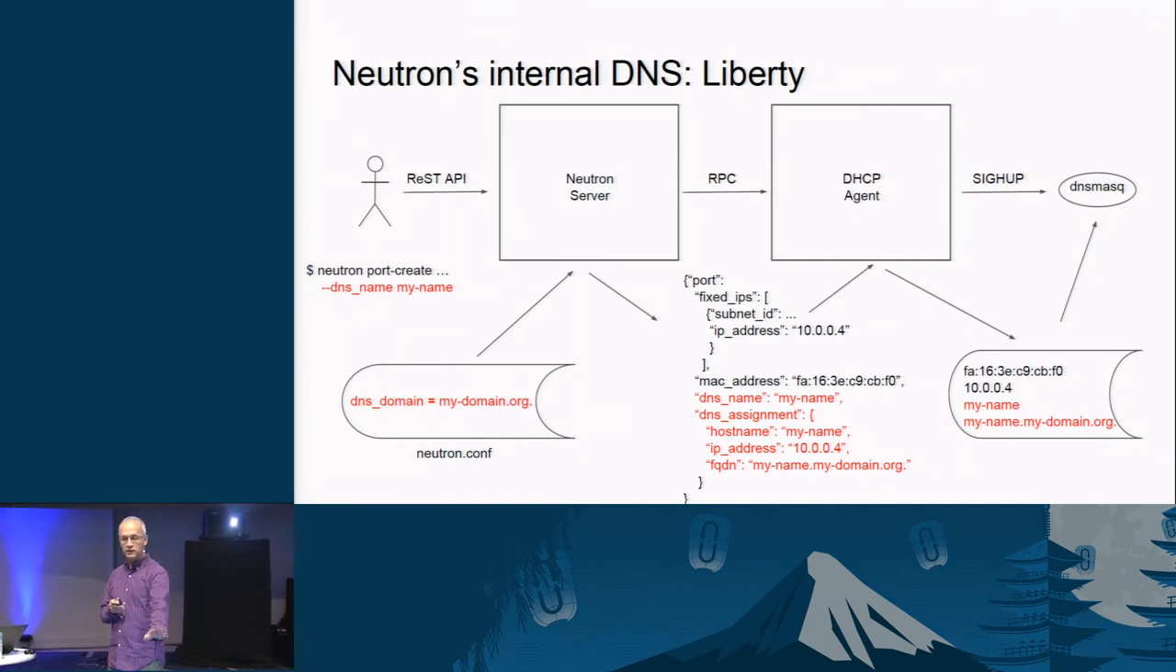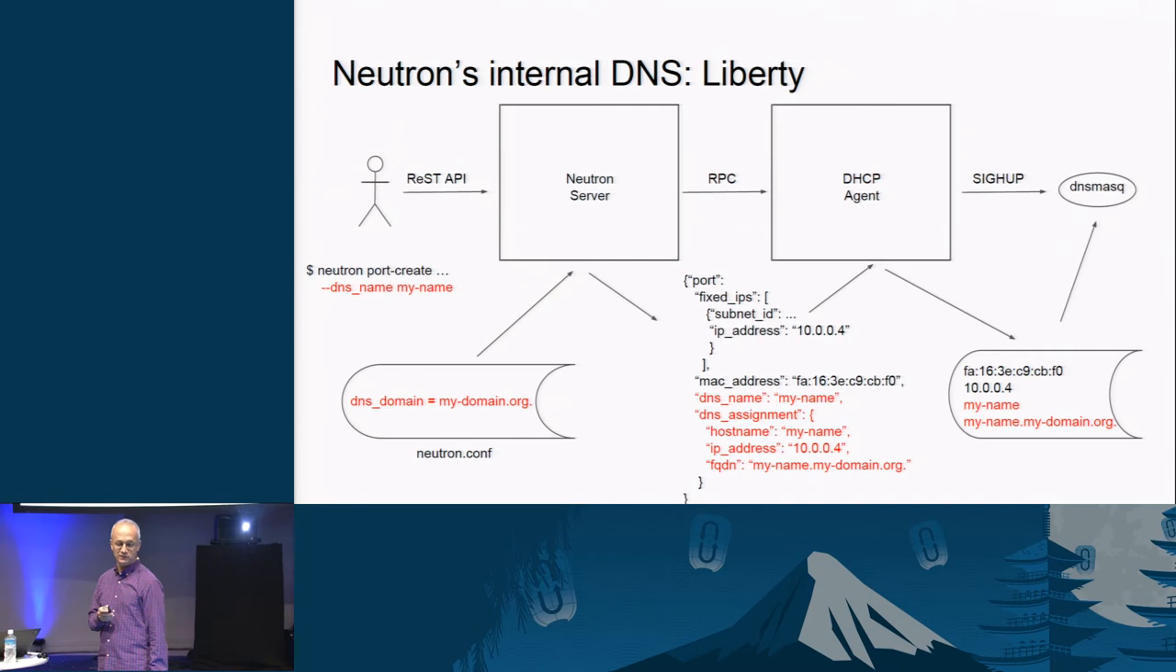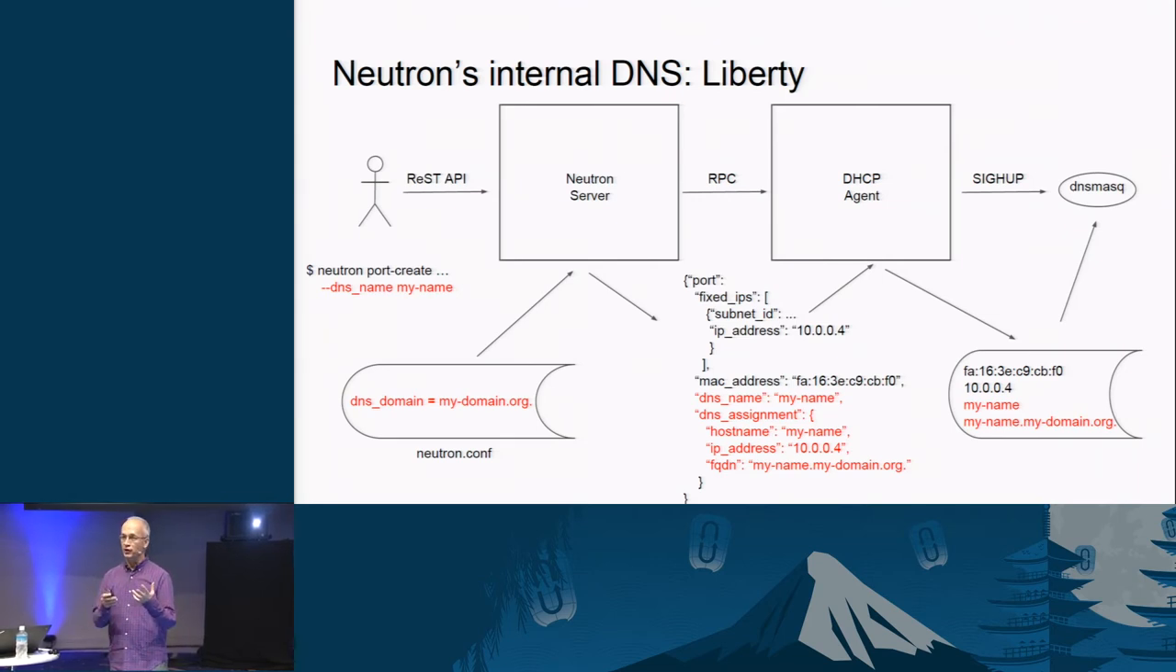And then when the DHCP agent requests the port information, it gets that information from the Neutron server and assigns to the file that dnsmasq uses, assigns those names that were received from the Neutron server. So now you as an API user, you have a control of the names that your ports are going to be assigned by the DHCP agent and dnsmasq.